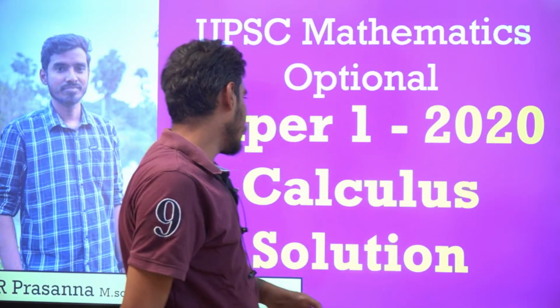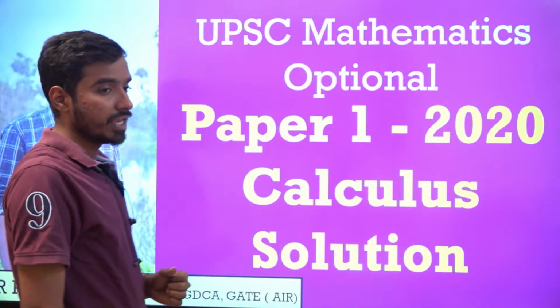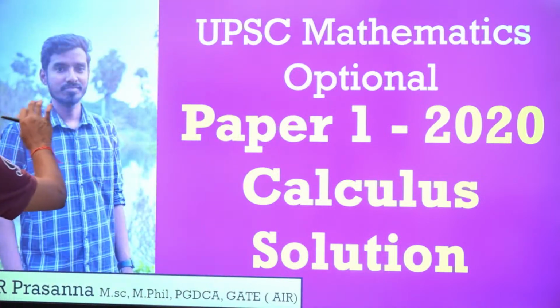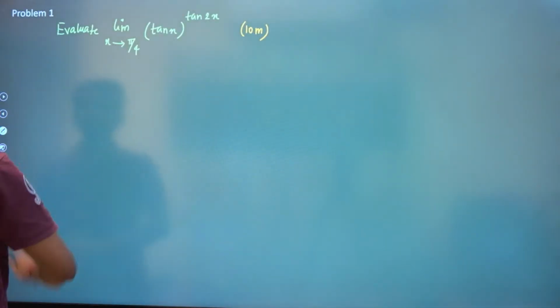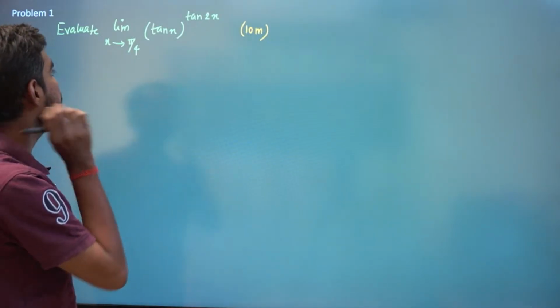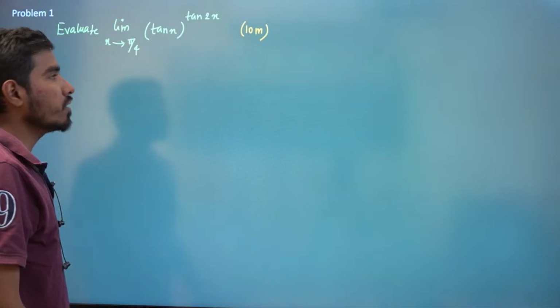In this paper there are five questions, and they carry 75 marks. All five questions are very standard and very simple. So we'll directly get into problem number one. Problem number one is based on finding the limit of a function: evaluate limit x tending to pi by 4 of (tan x) power tan 2x.